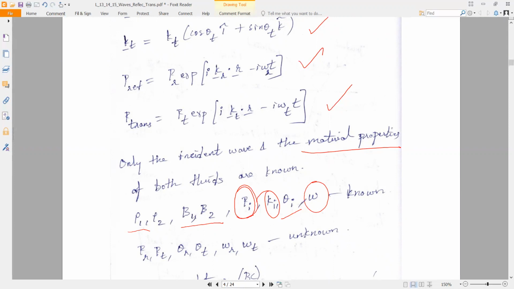So what is it that we are trying to understand? We are trying to understand the reflection and transmission characteristics. So what are they? If you see the reflected wave, there is PR, KR, omega R, and the transmitted wave, PT, which is the amplitude, and KT, which is the wave vector of the transmitted wave, and omega t, which is the frequency in the second medium, in the transmitted medium. So I basically have 6 unknowns.